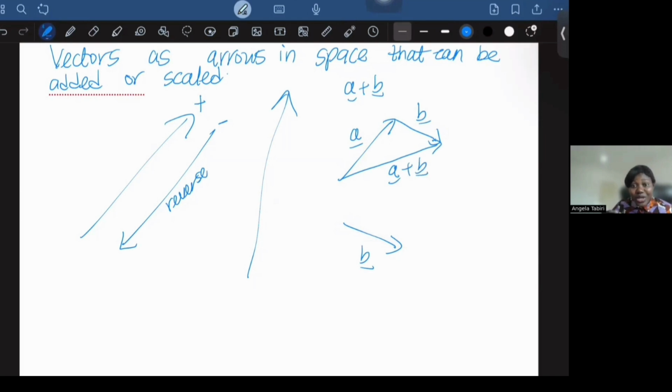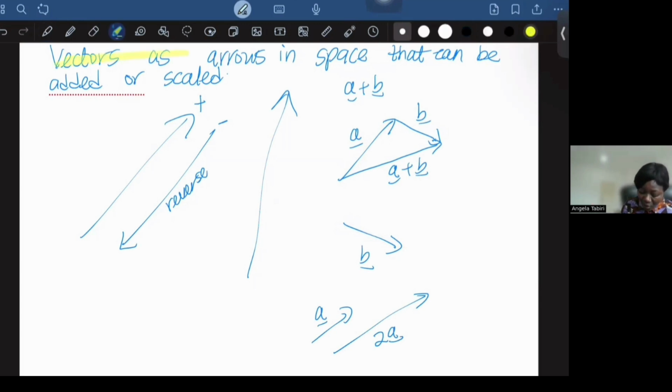And we said we can also scale. So if you have your arrow A, then twice of it will just be equal to 2A. So a vector is just an arrow in space that we can add or scale.